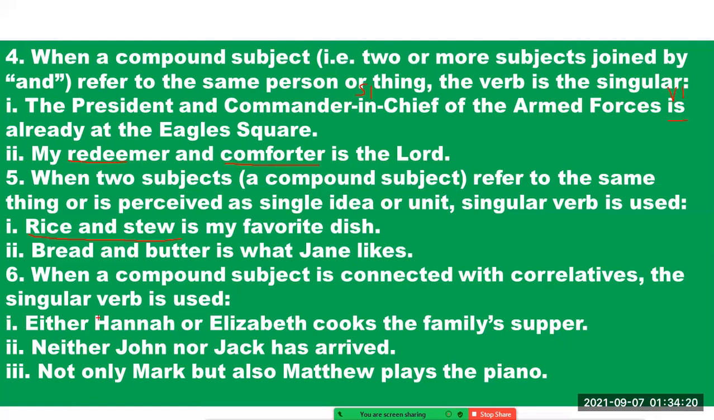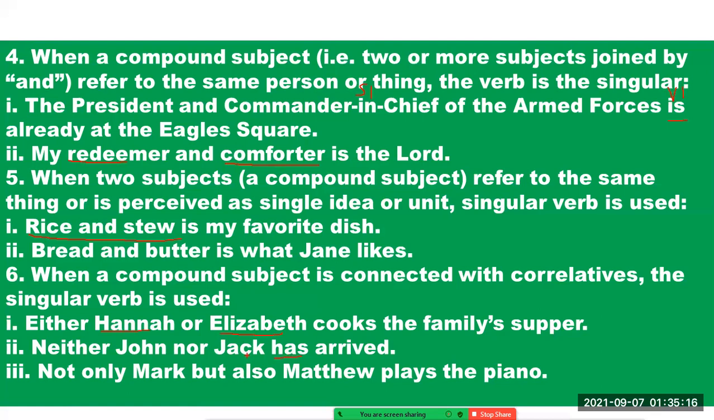Now, you can see, either Anna or Elizabeth. So when you have two singular subjects and then you have the correlative, then of course a singular verb applies because here we are looking at Anna or Elizabeth, one of them. This verb applies to one of them, not two of them, because of either or. Now, the same thing is applicable in sentence II, neither John nor Jack has arrived. This is a singular verb because this verb applies to either Jack or John, not to both of them.